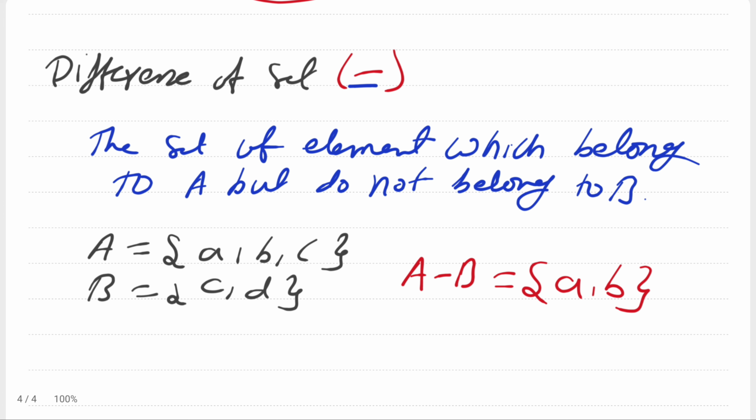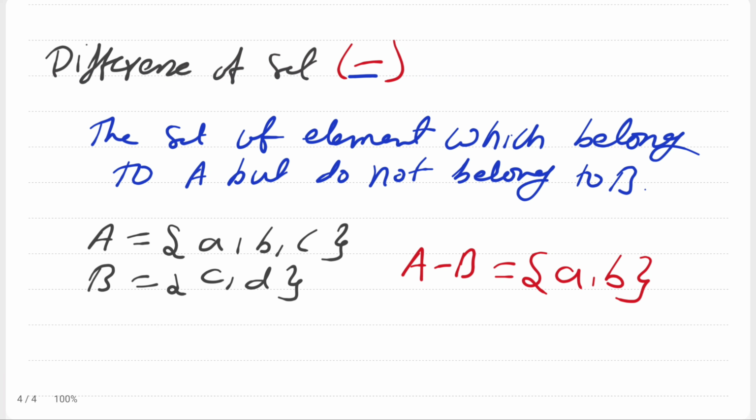Difference of sets means what? In the difference of sets, we have to write only those elements which do not belong to B.